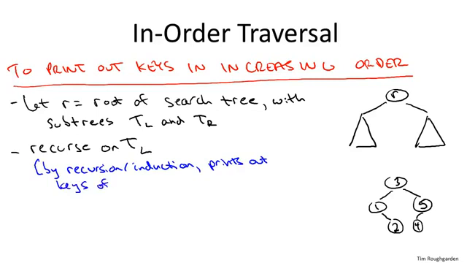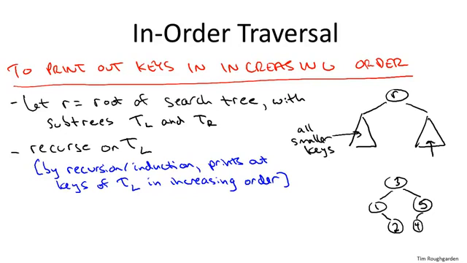By the magic of recursion, or if you prefer induction, recursing on T sub l is going to print out all of the keys in T sub l in increasing order, from smallest to largest. Now that's pretty cool, because T sub l contains exactly the keys that are smaller than the key at the root. Remember, that's the search tree property. Everything smaller than the root's key has to be in the left subtree. Everything bigger than the root's key has to be in its right subtree. So in our concrete example, this first recursive call is just going to print out the keys 1 and then 2.